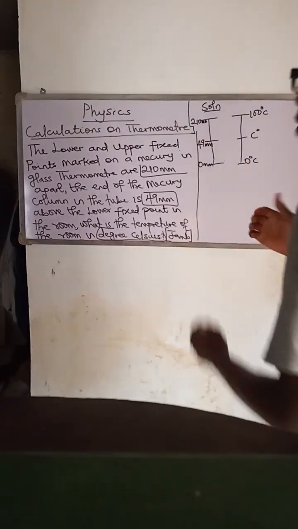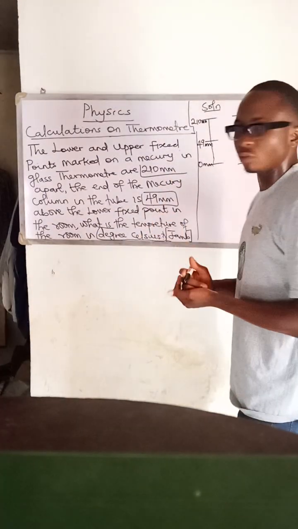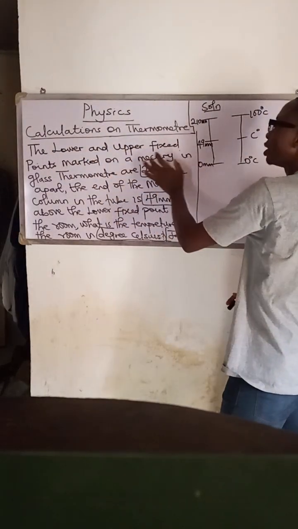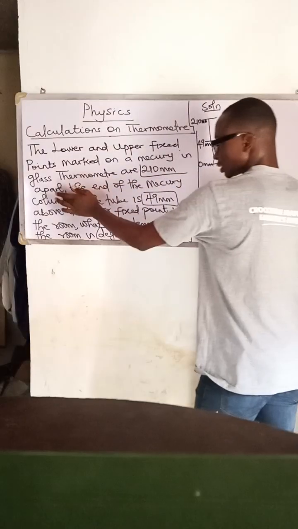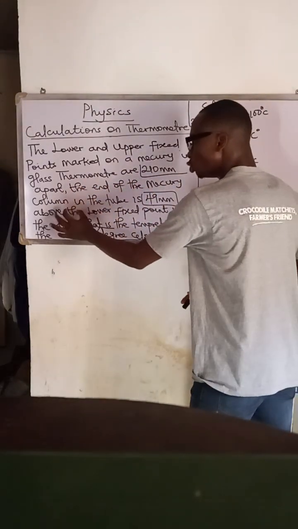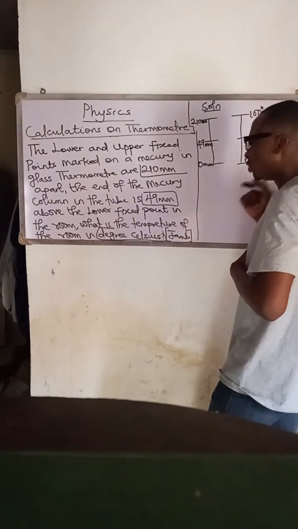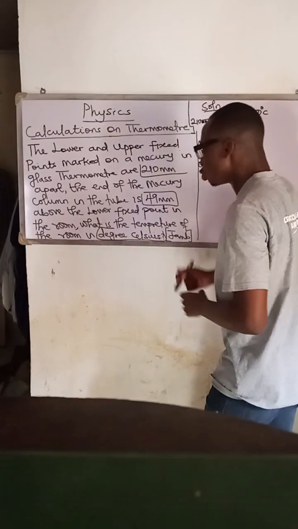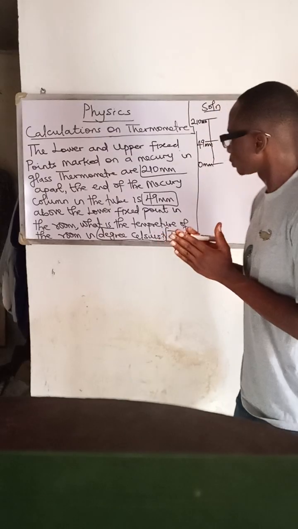Now, assuming you came across this question in the Jamb exam, how would you solve it? It says the lower and upper fixed points marked on a mercury in glass thermometer are 210 millimeter apart. The end of the mercury column in the tube is 49 millimeter above the lower fixed point in the room. What is the temperature of the room in degree Celsius? It is a Jamb past question.